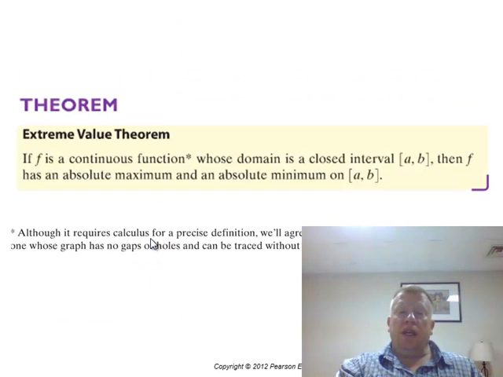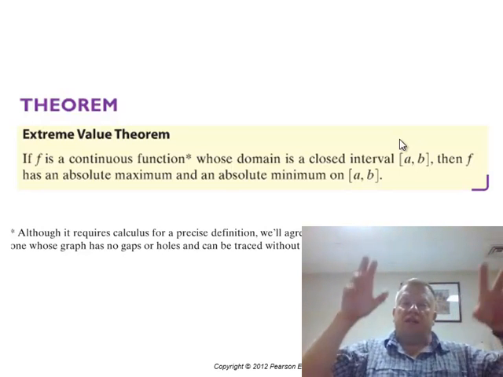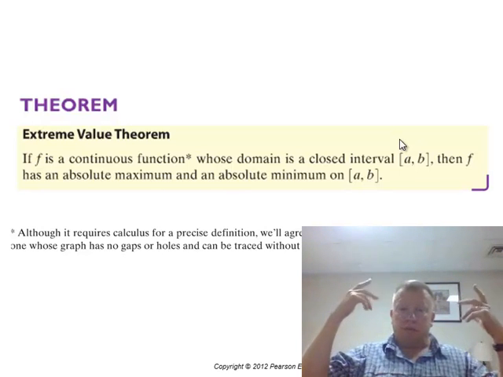So we need these two conditions, continuity and closed interval. Provided that we have those two conditions, then we are guaranteed that there is going to be an absolute maximum and absolute minimum value. Now, I like to visualize stuff. I'm a very visual person.